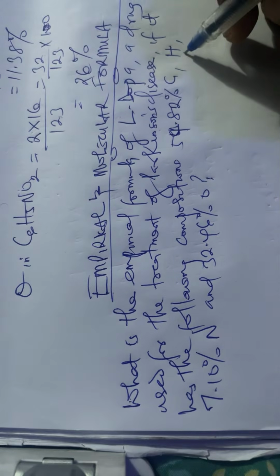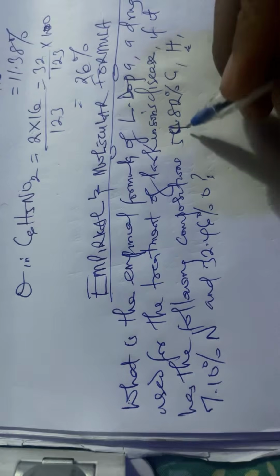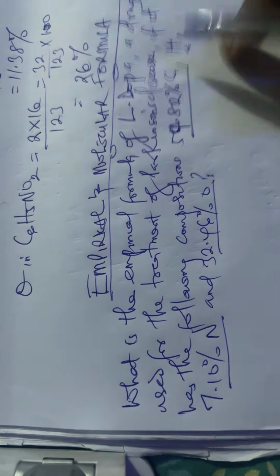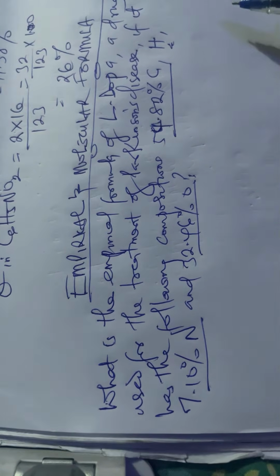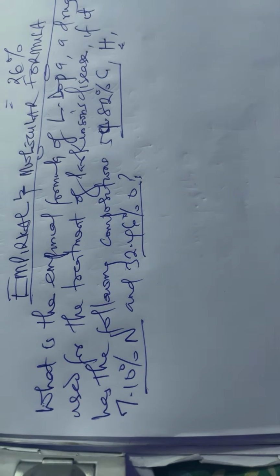Now, as you can see, hydrogen is not given. I don't want you to be confused. This is for carbon, this is for nitrogen, and this for oxygen. The percentage composition of hydrogen is not given. Remember, I told you that these percentage compositions are actually called percentage by mass. So the same way you use masses to solve, you should use percentage compositions.